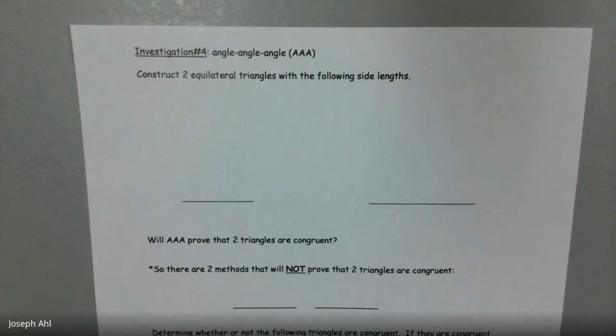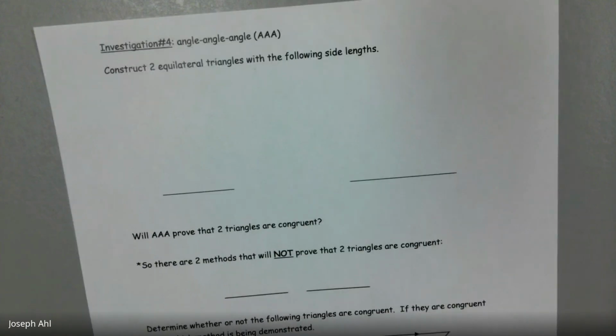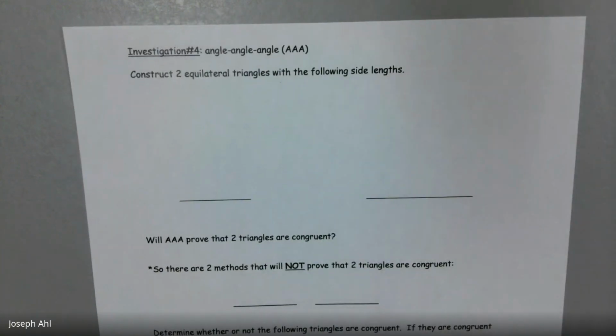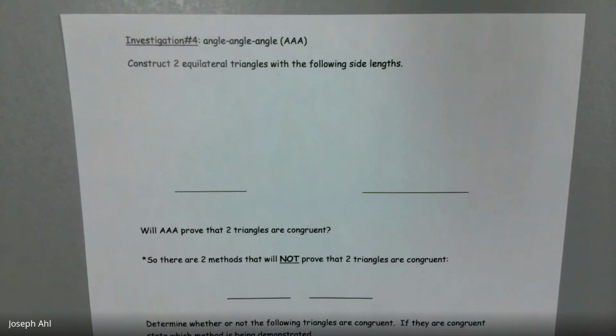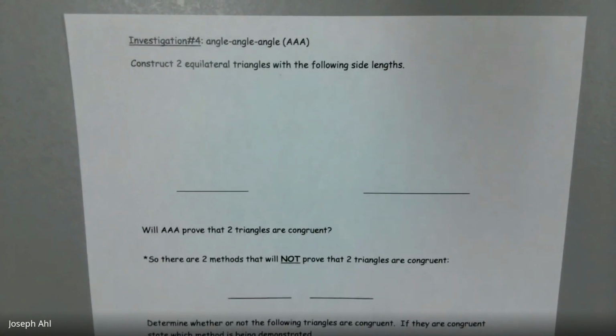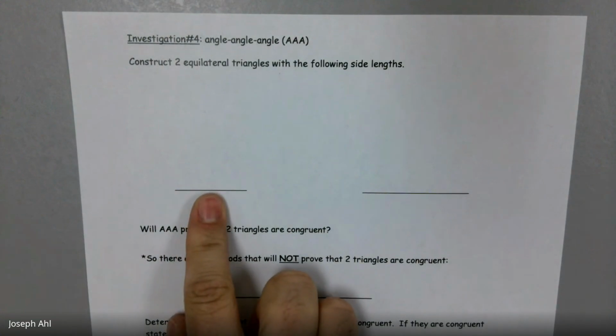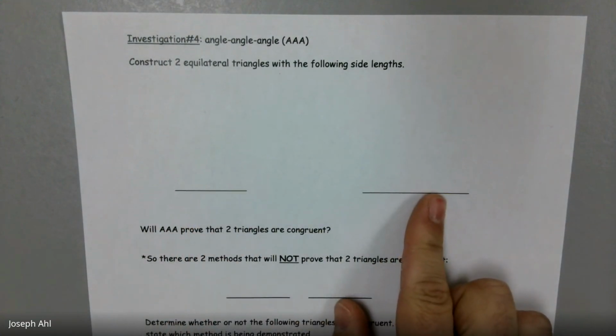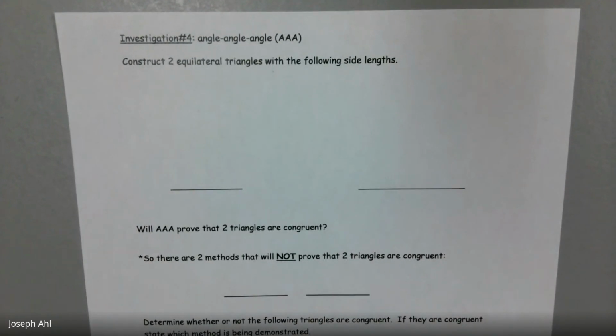Will that work? And the way we're going to justify that one kind of quickly is one more compass construction. It says to construct two equilateral triangles with the following given side lengths. So we're going to do an equilateral here and an equilateral here. Hit pause for a second and see if you remember how to do an equilateral triangle.